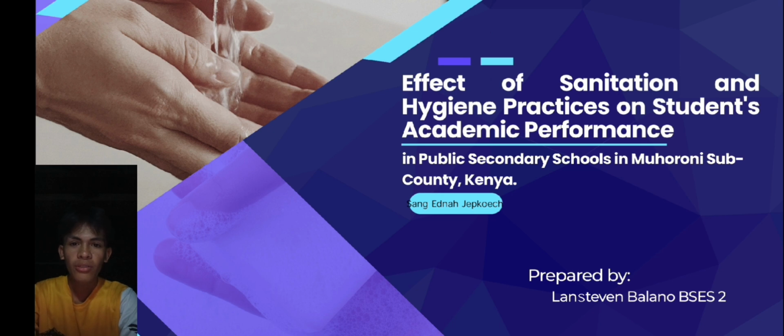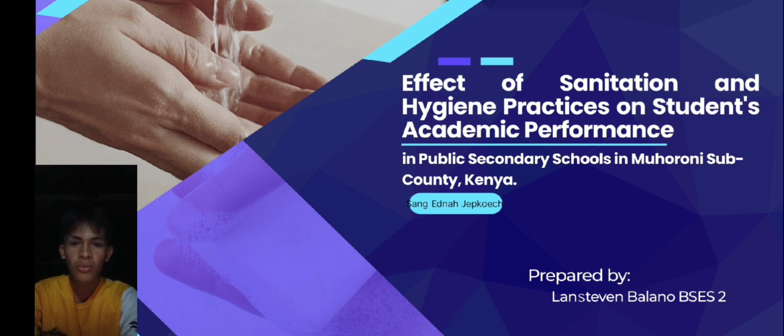To give a bit more context, sanitation and hygiene practices include proper waste disposal, access to clean water, availability of hand washing facilities, and overall cleanliness of the school's environment, such as classrooms, restrooms, and surrounding areas. On the other hand, academic performance refers to how well students perform in their studies, which may be measured through grades, test scores, participation, and overall learning outcomes.